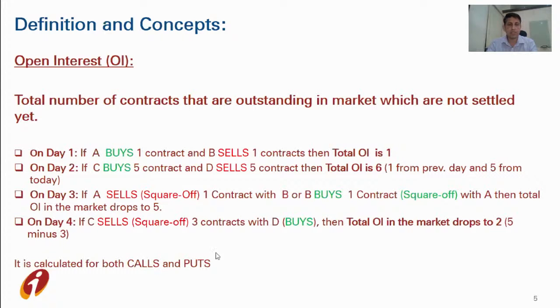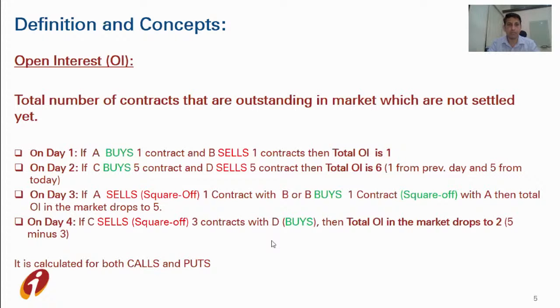So that's how open interest keeps going up and keeps going down. For option traders, this is not just going up and down; they are trying to make some inference out of it, why the open interest is going up, why it is going down. So it gives some valuable information to options traders.